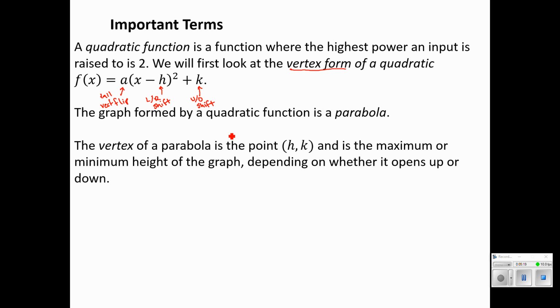The graph that you get by plotting a quadratic function is a parabola. Again, we saw that at the start of the school year. The vertex of a parabola is the point (h, k), so that ties in with our vertex form. And that is the point where the graph is bending the most. And as we're going to come to see further on in the chapter, that's going to be the maximum or the minimum point of that parabola.